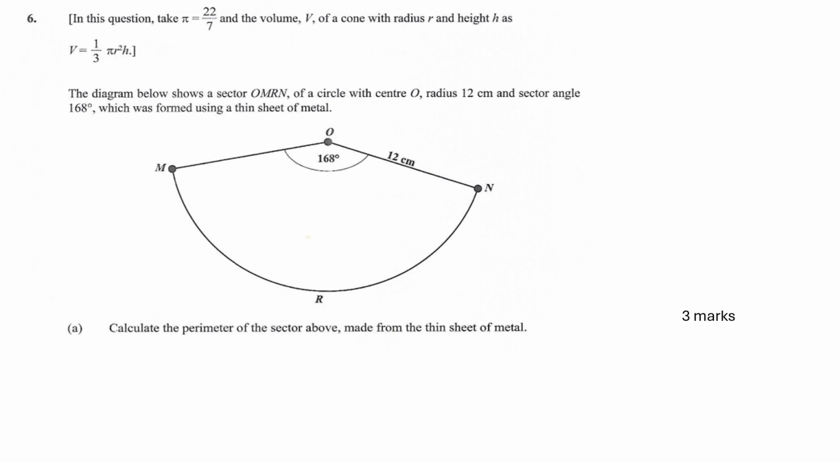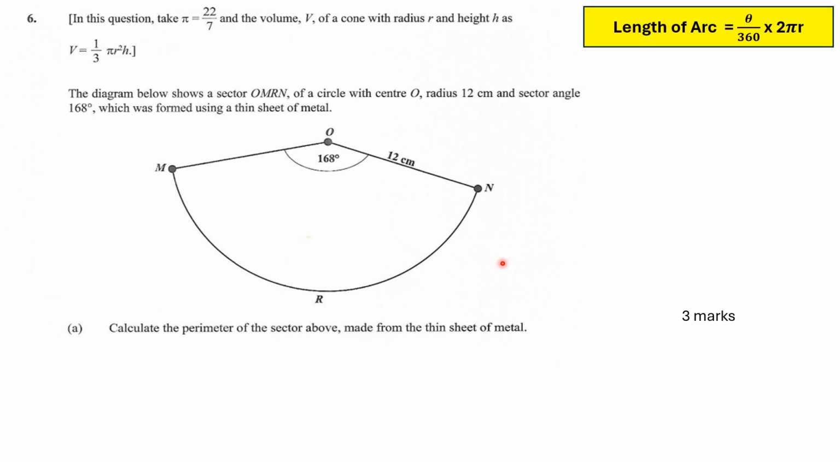Question 6 reads: in this question, take pi as 22/7 and the volume V of the cone with radius r and height h is V equals a third pi r squared h. The diagram below shows a sector OMN. O is the center, the radius is 12, and the sector angle is 168 degrees. Calculate the perimeter of the sector above made from the thin sheet of metal.